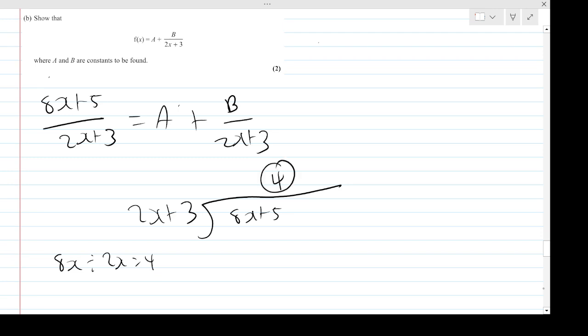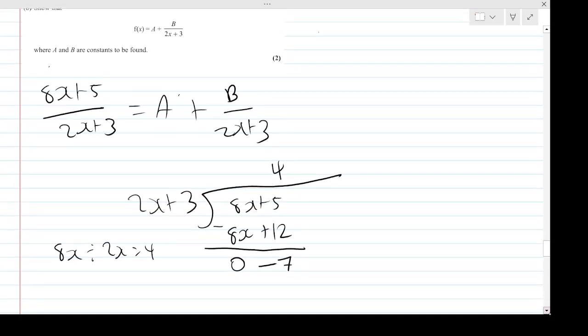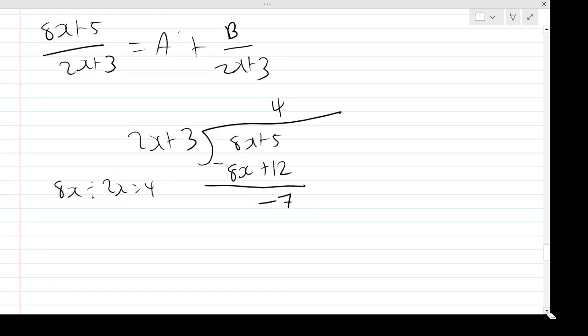Then with this 4, I need to times by everything outside the bus stop. So 4 times 2x is indeed 8x, and 4 times 3 is plus 12. If I take them away, 8x take away 8x is 0, and 5 take away 12 is 5 minus 12, which is minus 7 there. And I can't bring anything down. That's quite a short one, actually. There we are. So the remainder is minus 7 then.